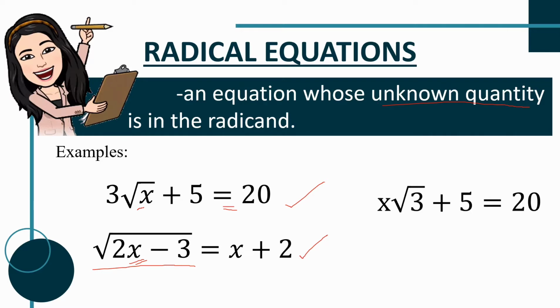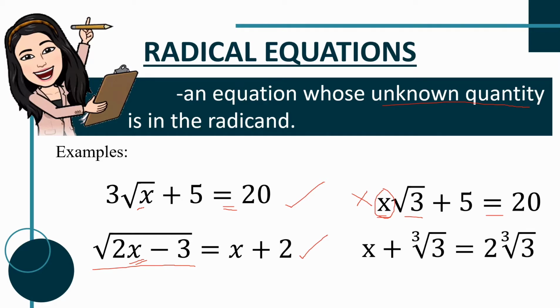How about this given? X square root of 3 plus 5 is equal to 20. So if you notice, we have again an equal sign. So this is an equation. And then we have a radical expression, we have square root of 3. Is it an example of a radical equation? Okay, not. Why? This is not an example of a radical equation. Because the unknown quantity or the variable is not inside the radical symbol. Did you understand? Okay, good.